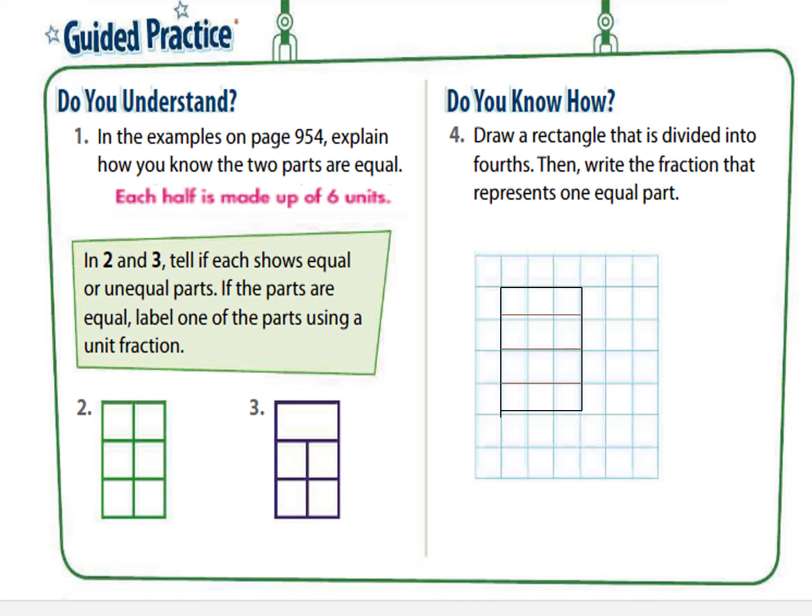Amazing. No, they aren't equal. We have unequal parts, so we cannot write a fraction for that.